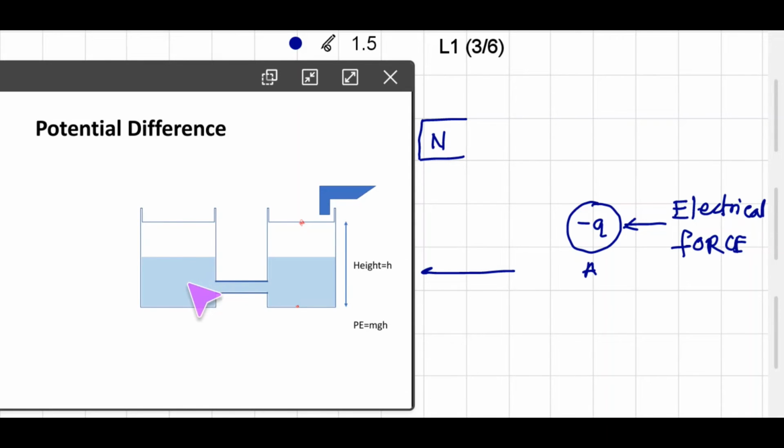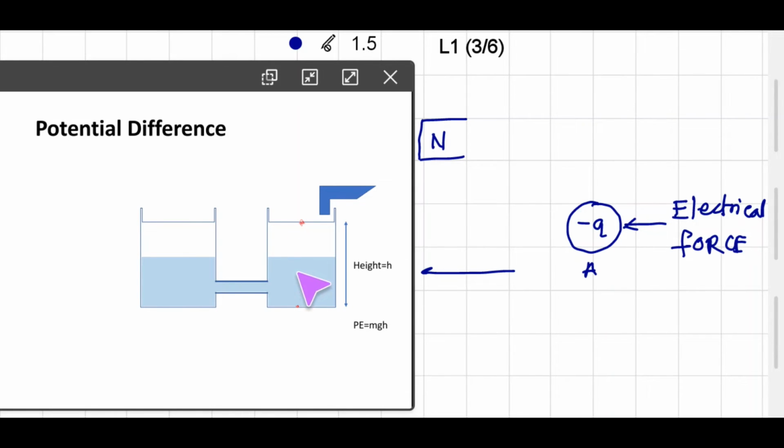Now one important thing: at this point both levels are the same, that means the potential energy in this beaker is exactly equal to this beaker. So no water molecule can flow from beaker 1 to beaker 2 or beaker 2 to beaker 1. Similarly, remember that if there are two voltage sources of equal potential or equal voltage, then there is no flow of charge or current between them, that is current is 0. So this is what we saw.